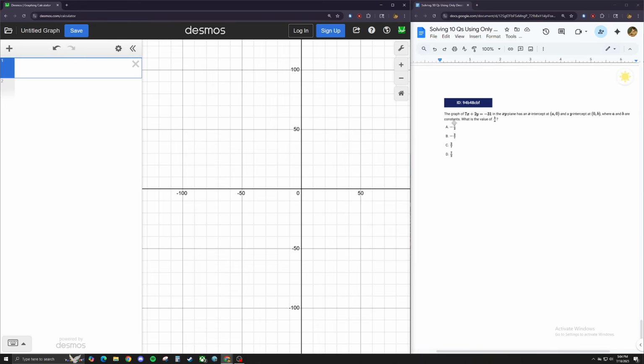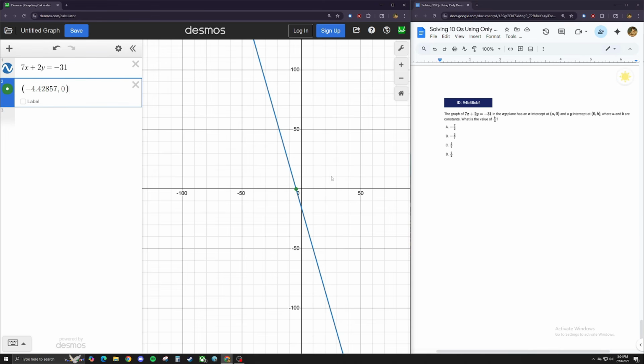And so for our final question, the graph of 7x plus 2y equals -31 in the xy plane has these points. What is the value of b over a? So we can just plot this line, 7x plus 2y is equal to -31. And you know that it has an x-intercept of (a, 0). So at the x-intercept, y is 0. So right here, x is -4.42857.